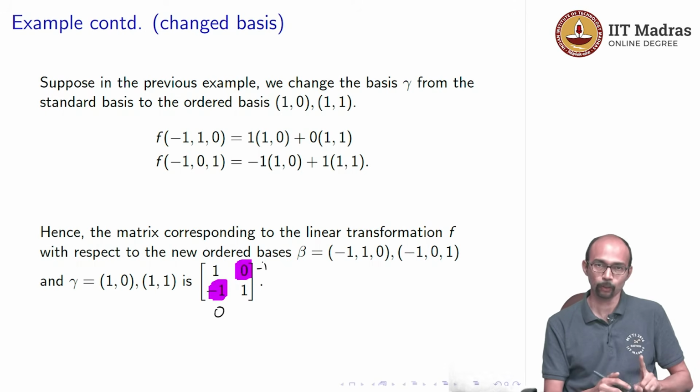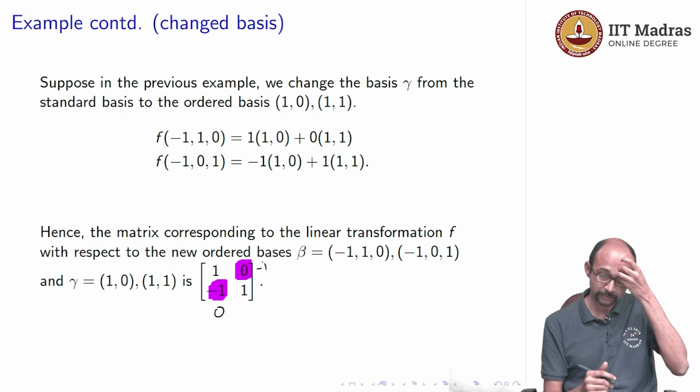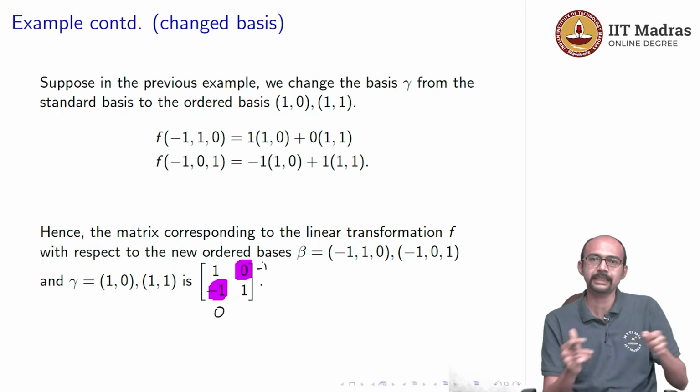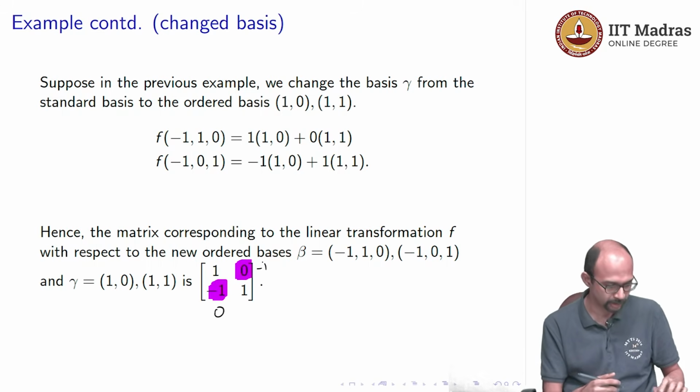So, what basis you choose is very important. It will not happen that you change the basis and get the same matrix. With different ordered bases you will get different matrices. But if you keep your basis constant, then there is a bijection between linear transformations and matrices. So you will get the same matrix in particular.